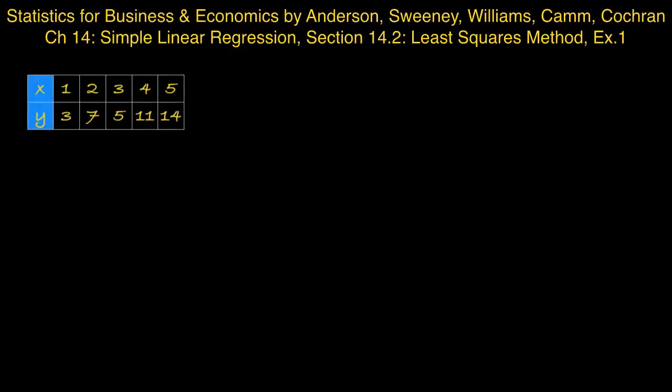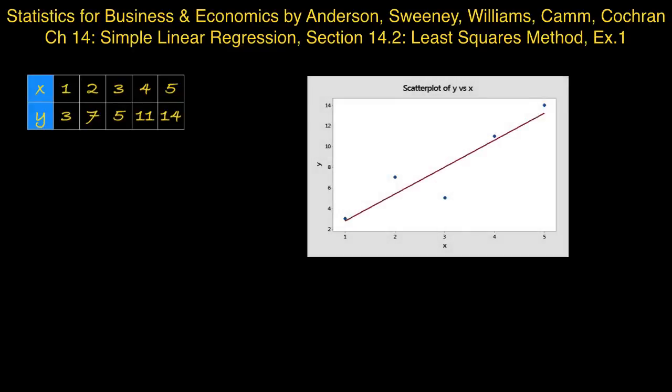Here are 5 observations for 2 variables x and y. Develop a scatter diagram for these data. So I created this using Minitab. What does the scatter diagram developed indicate about the relationship between the 2 variables?